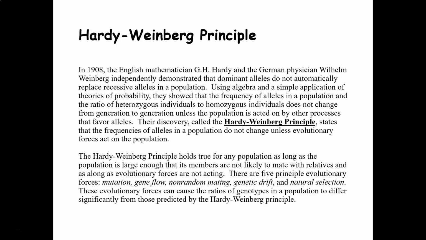Their discovery, called the Hardy-Weinberg principle, states that the frequency of the alleles in a population do not change unless evolutionary forces act on the population. The Hardy-Weinberg principle holds true for any population as long as the population is large enough that its members are not likely to mate with relatives, and as long as evolutionary forces are not acting. There are 5 principal evolutionary forces: mutation, gene flow, non-random mating, genetic drift, and natural selection. These evolutionary forces can cause the ratios of genotypes in a population to differ significantly from those predicted by the Hardy-Weinberg principle.